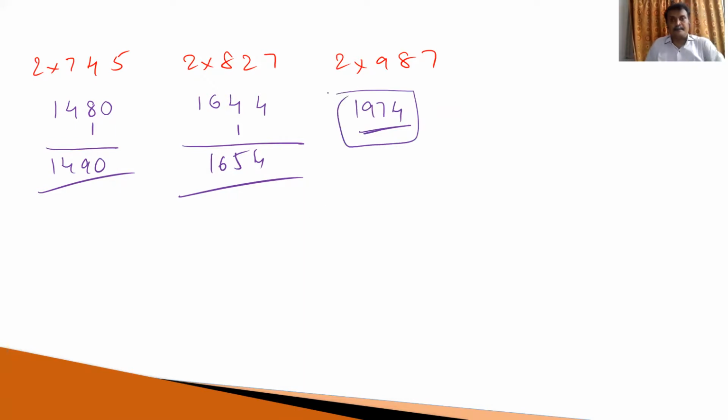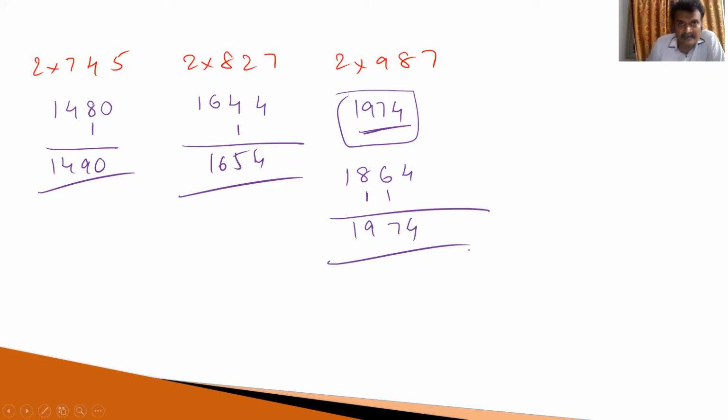Otherwise, see, 2 times 900 is 1800. So just write down 18. 2 times 8 is equal to 16. Okay, that was 16 tens. So 6 is in the tens place, 1 is in the hundreds place. Why? Because 16 tens is equal to 160. 2 times 7, that is equal to 14. 4 is in the unit place and 1 is in the tens place. So what is the answer? 1974, which is the required answer. Okay. Yes, yes, very good. Who writes down all these things?